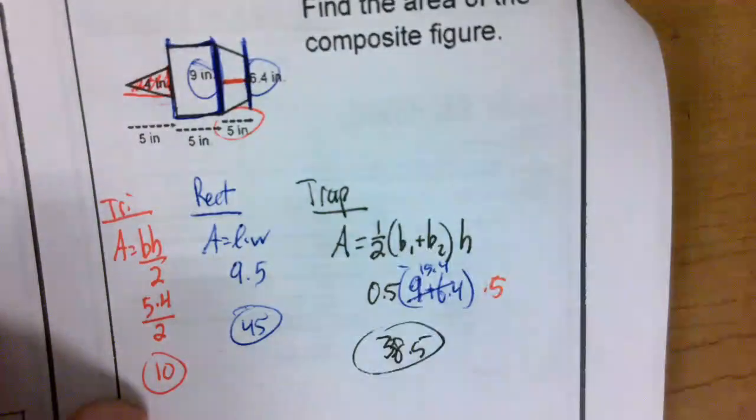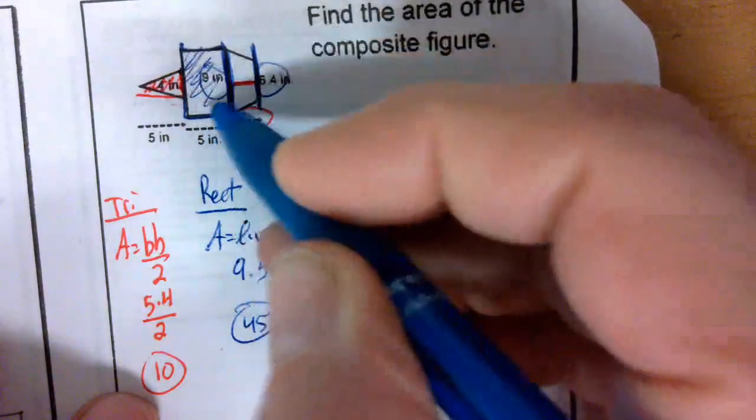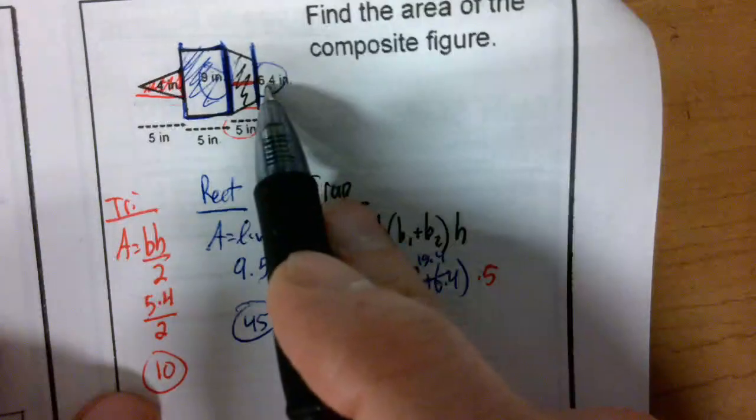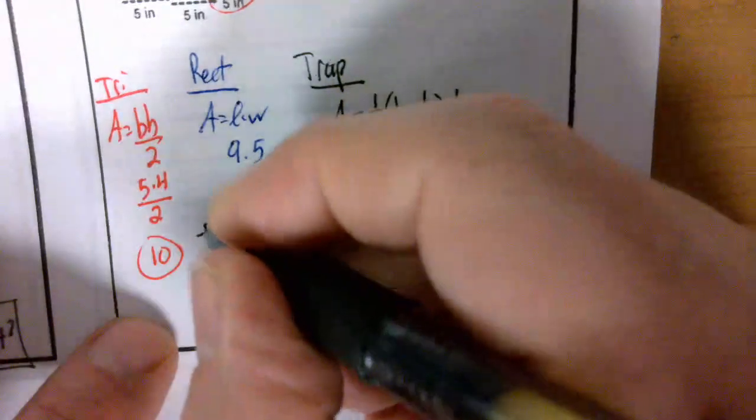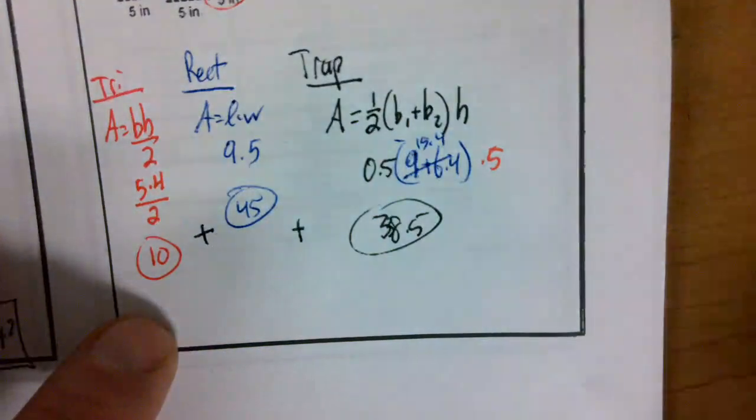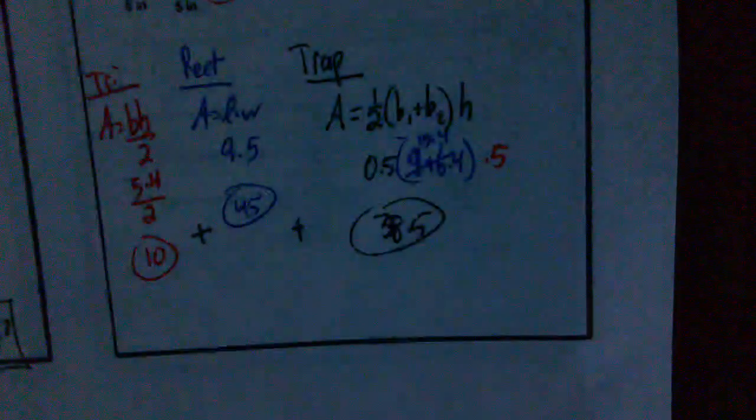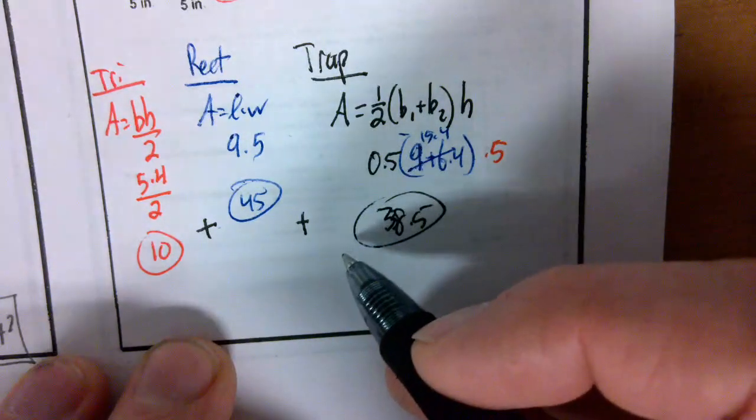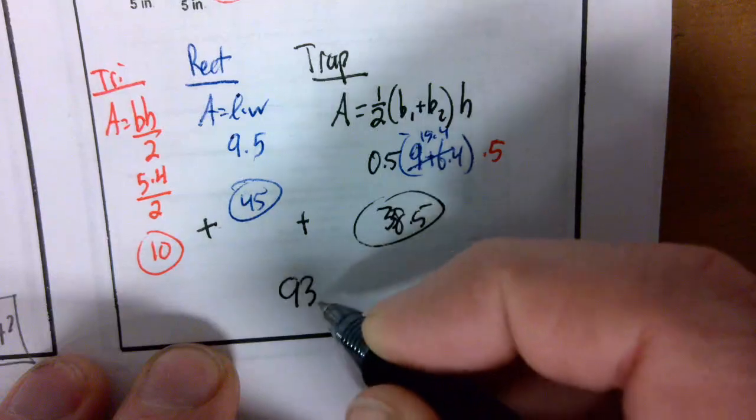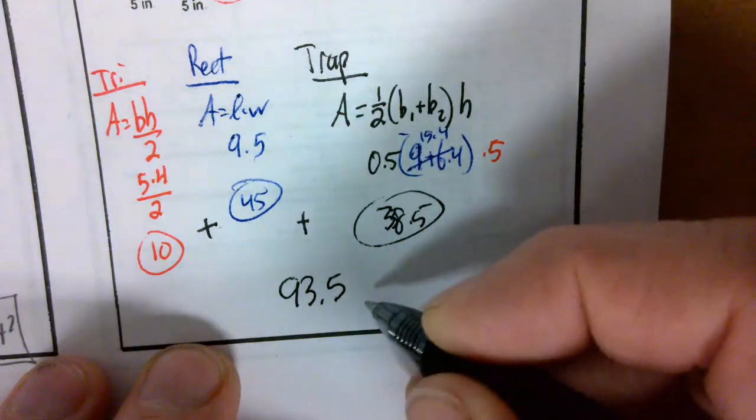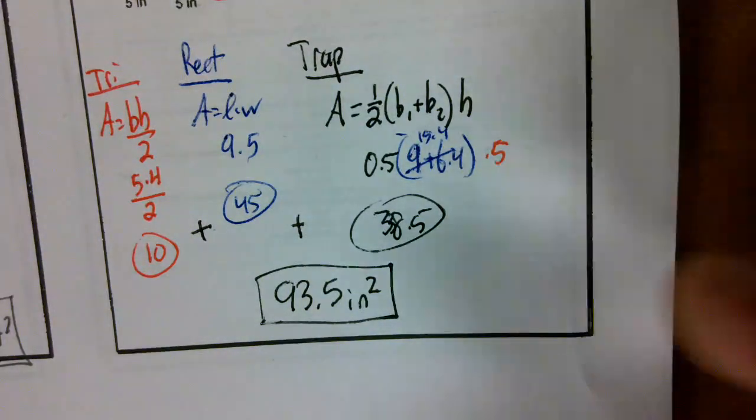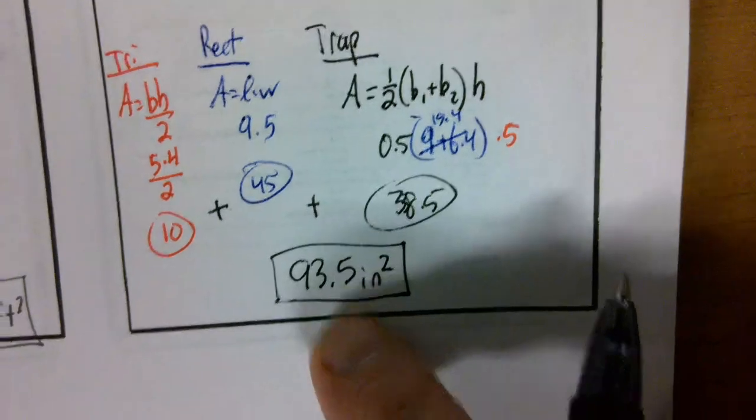Let's go check. So now I've done the triangle, I've done this rectangle, and I've done the trapezoid. So I've done every shape in this figure. So now it's just time to compose it together. Again, composite figure is composed or is made up of multiple figures. So you add them together, you get 93.5 inches squared. For our composite figures, that's all we're doing. Put them together. Put them together.